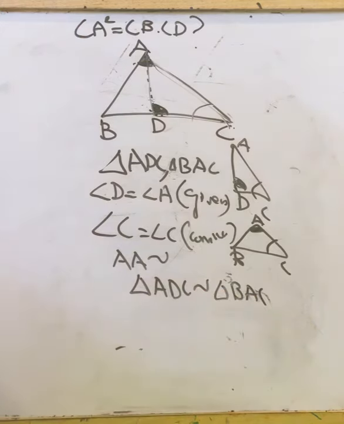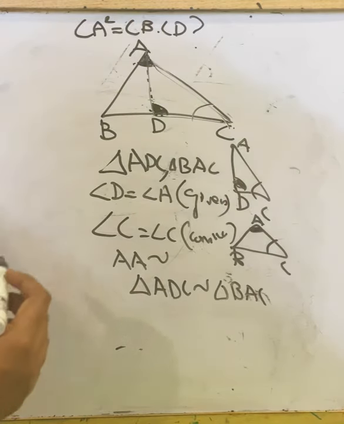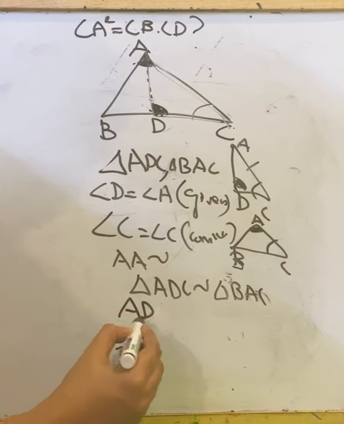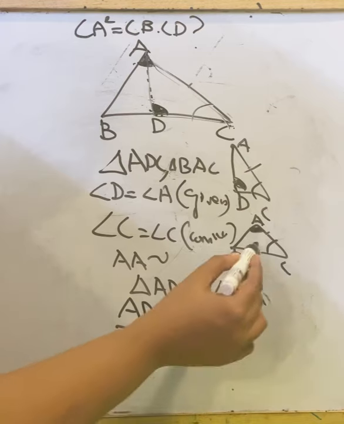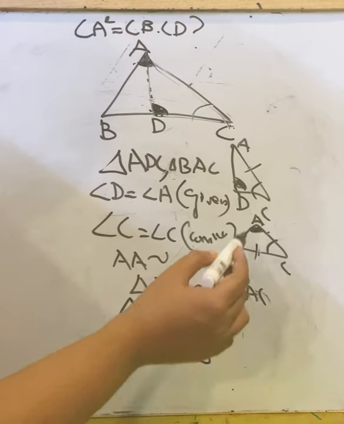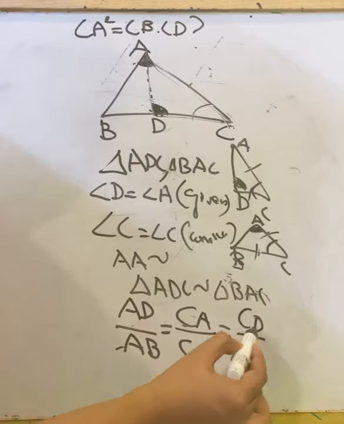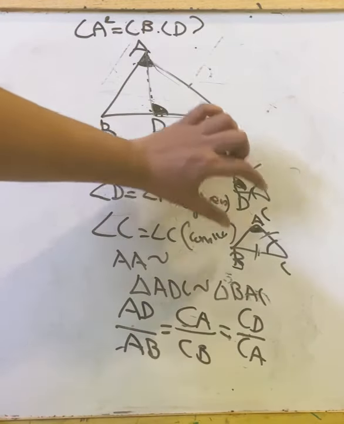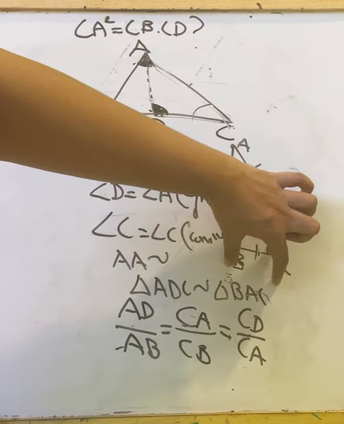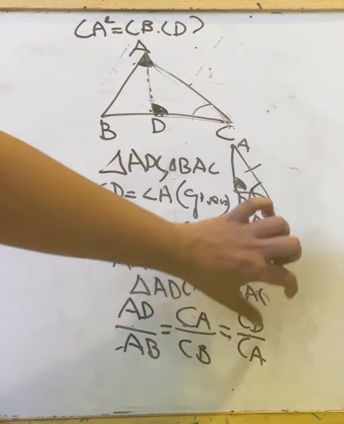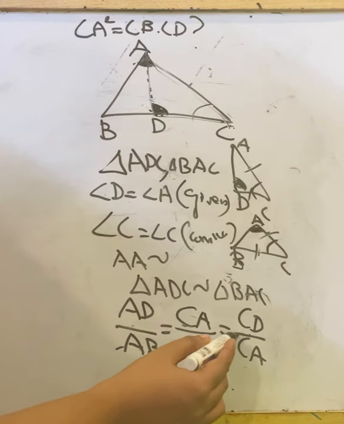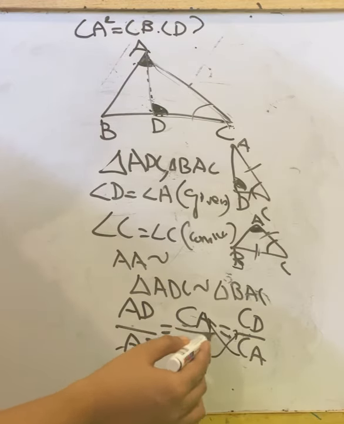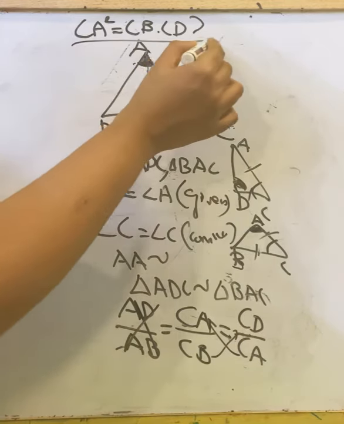Then we can say sides are proportional. So how will we write the sides? We can write AD by AB equal to CA by CB equal to CD by CA. We write the sides proportionality as these two triangles are similar. Now we can take the CB to the side and CA to the side. Don't want to consider this part because we need only this.